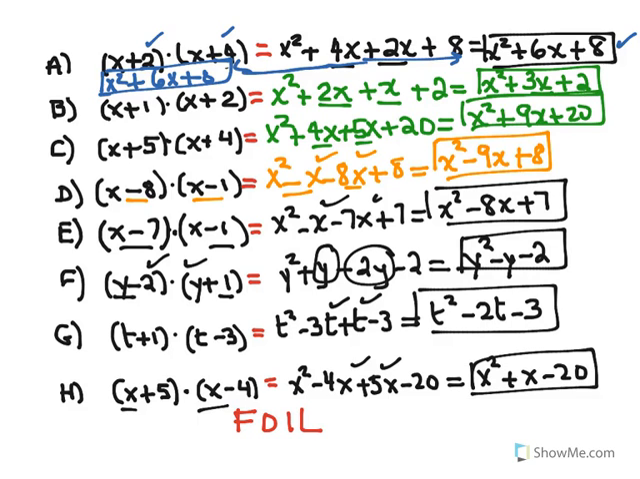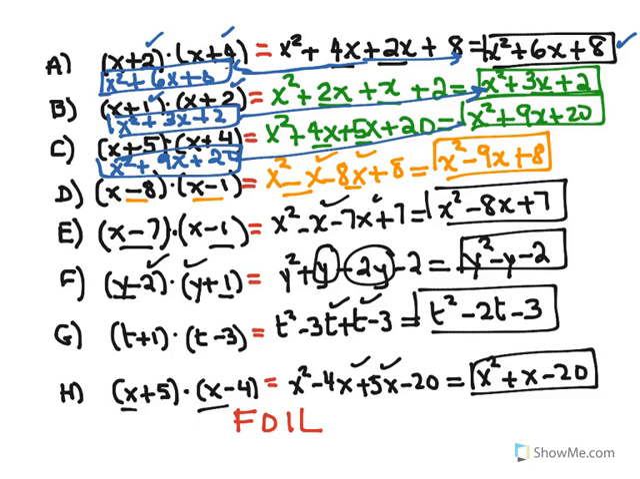Let me do this one more time. X squared. 1 plus 2 is 3x. 1 times 2 is 2. So x squared plus 3x plus 2. Now let me do C. X squared. 5 plus 4 is a 9x. 5 times 4 is 20. Okay, and it's the same answer I get doing FOIL.